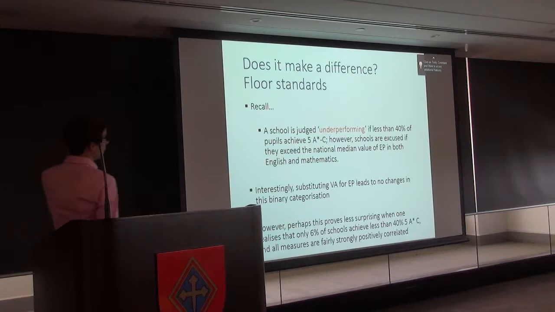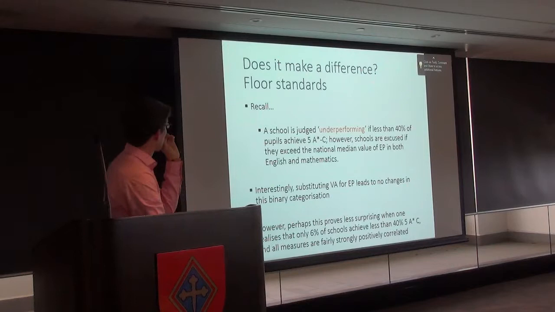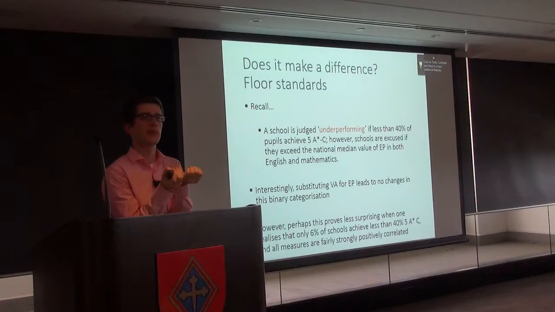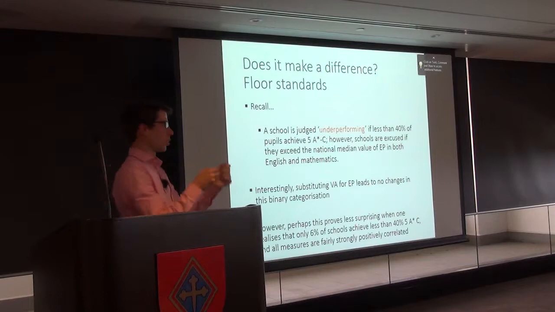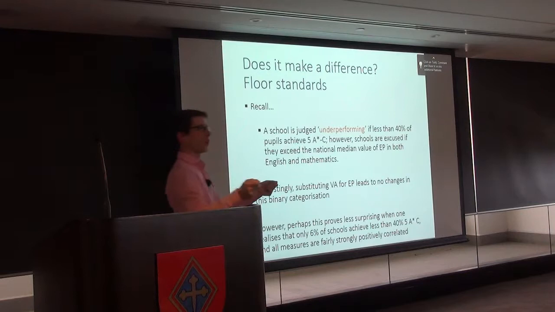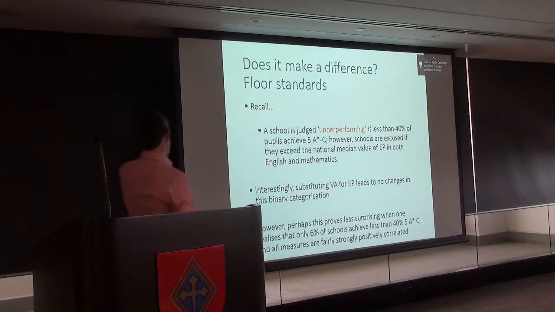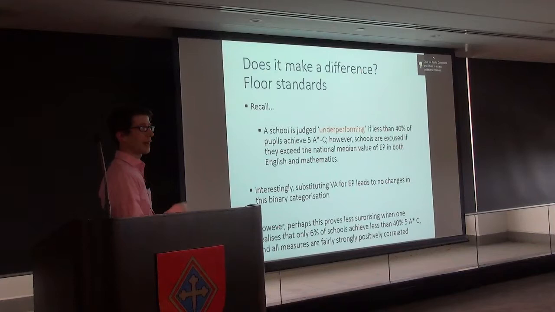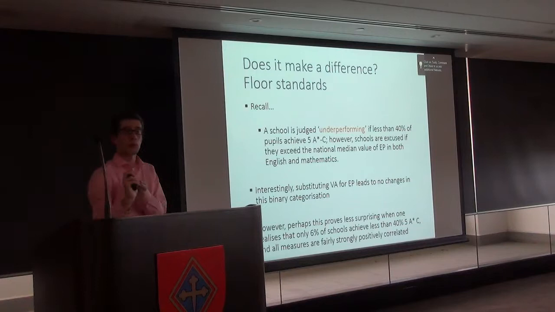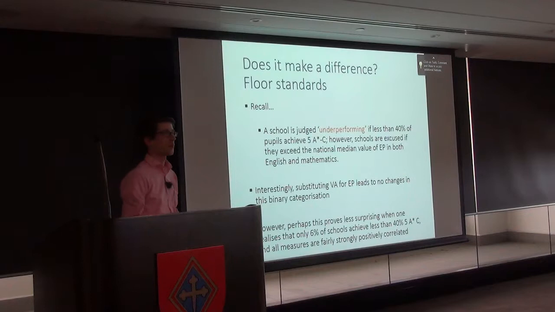Okay, so in terms of this comparison, value added versus expected progress, this is the last "does it make a difference" slide, which is about that definition of an underperforming school. There's an equation that the DfE gives out. You are underperforming if less than 40% of your children get 5 A* to C, but we let you off the hook if you're making great progress with those kids. So we can do this twice: once the way the government does it, based on expected progress as that balancing factor, and once when we base it on value added. And here we see no difference. It's the same 5% of schools that get described as underperforming whether we use value added or expected progress.